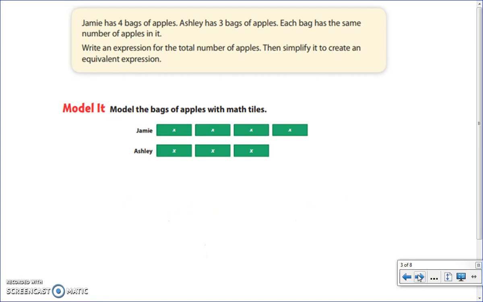We could also model it, same problem. You can see it's very similar. They just didn't draw bags. They drew rectangles to represent bags. It's called modeling. It's basically another form of algebra where one thing represents another. In this case, a rectangle represents a bag. It says model the bag with math tiles. So we have 4 bags of apples for Jamie and 3 for Ashley. Again, we have 7 bags full of the same number of apples, so we really have 7 x's.